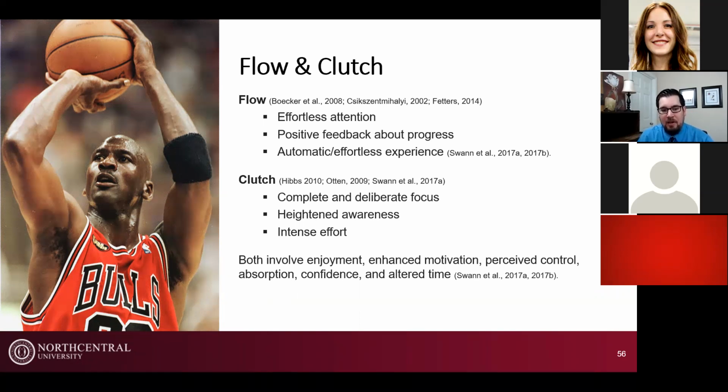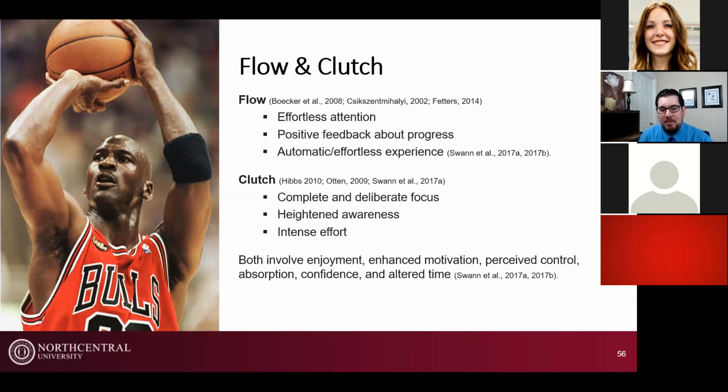It involves effortless attention, positive feedback about progress, like crowd noise, cheering, and automatic, effortless experience. Clutch states also involve superior performance, but it involves a person under pressure. Clutch involves complete and deliberate focus, heightened awareness, and intense effort. In clutch, the athlete or learner must be aware of that pressure, have the capacity to experience that stress, must perceive the outcome to be important, and must succeed largely through effort.